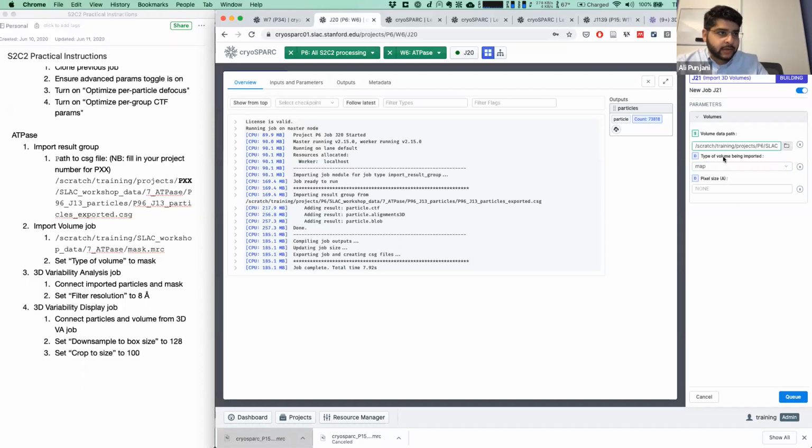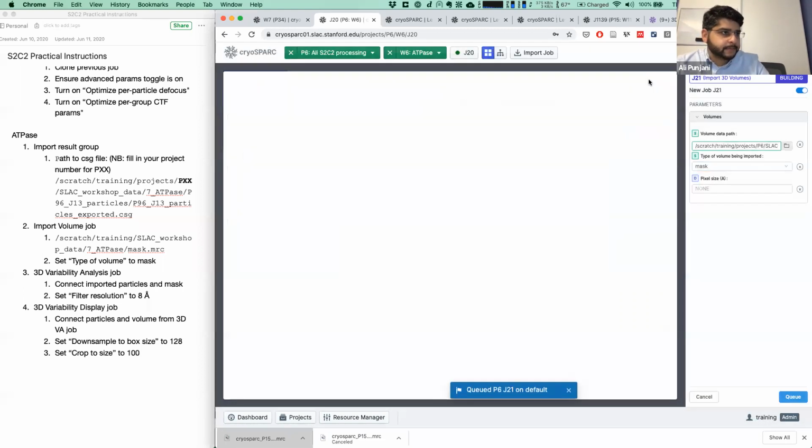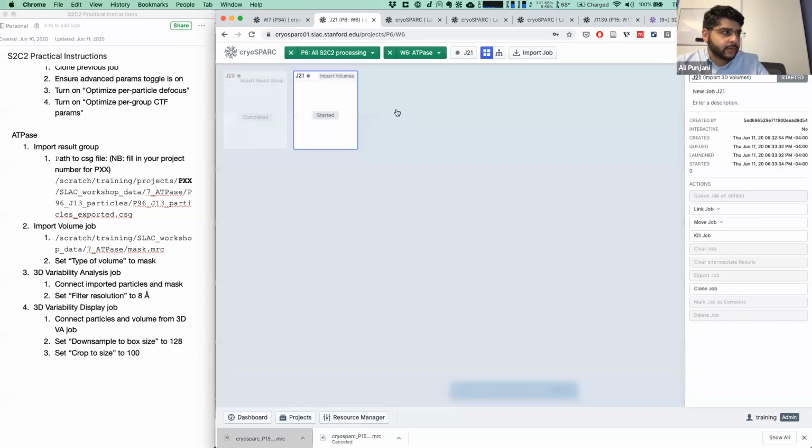And when you're importing that volume, be sure to change the type of volume that you're importing from map to mask. The import volumes job in CryoSPARC doesn't know what it is that you're importing, and every type of volume is stored as an MRC file. And so you have to tell it that this is a mask that we want to import. So you can run that job. And then you should have two completed jobs, one with an imported mask and one with particles.